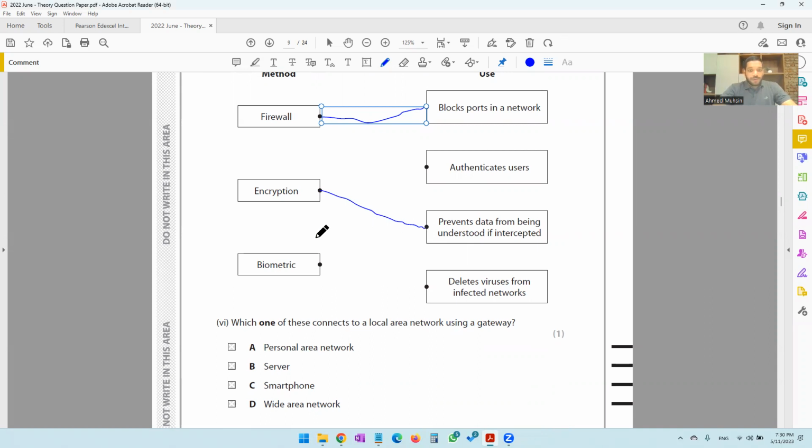The third one, which is biometric, is used to authenticate users based on their biometrics, their fingerprint, their voice, their eyes, their retina. So the answer for biometric is going to be authenticates users.